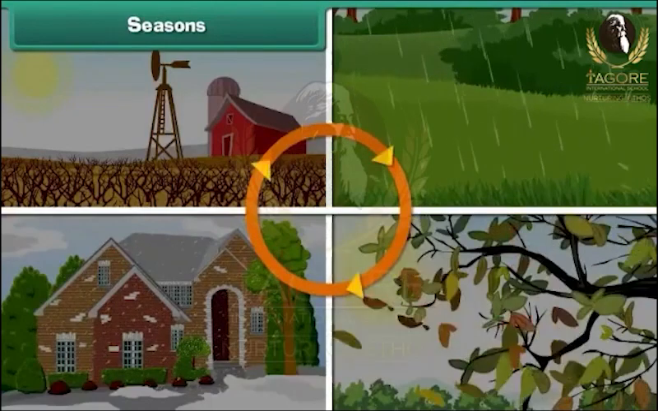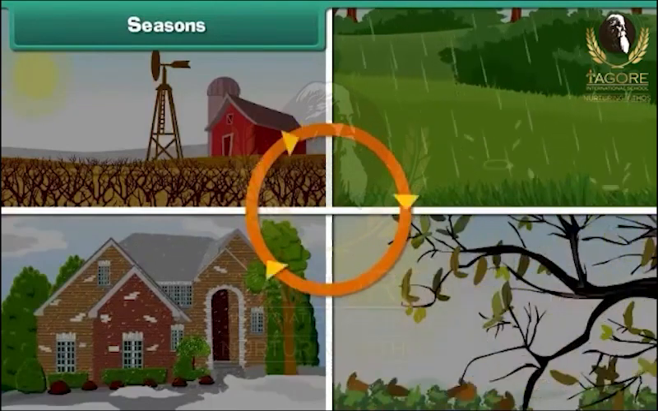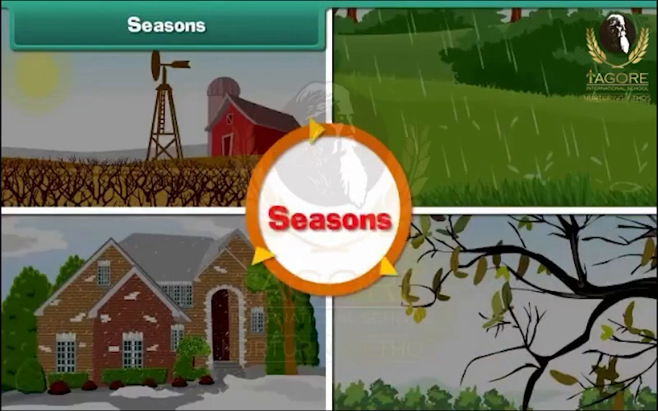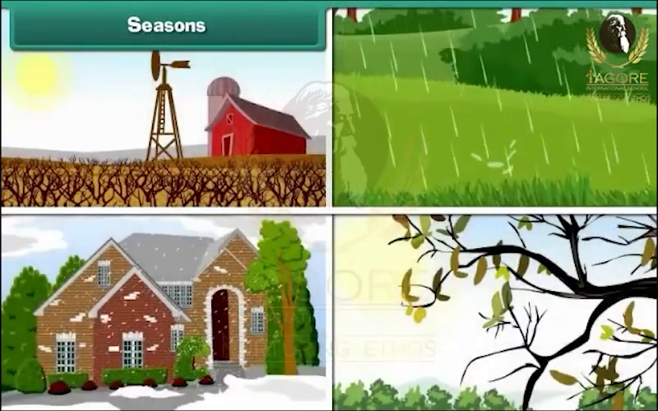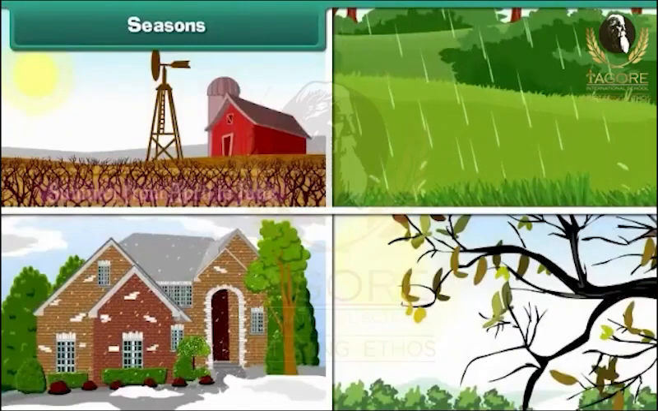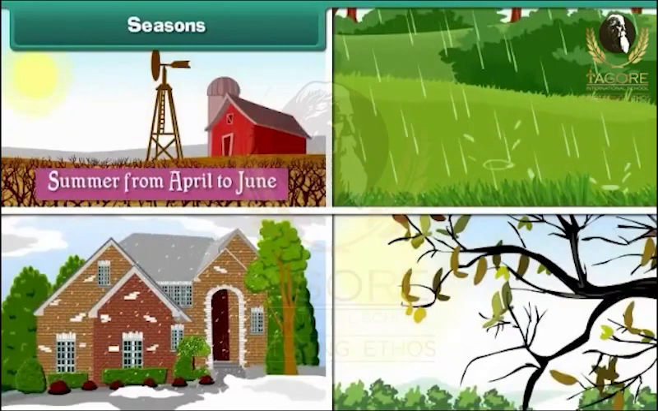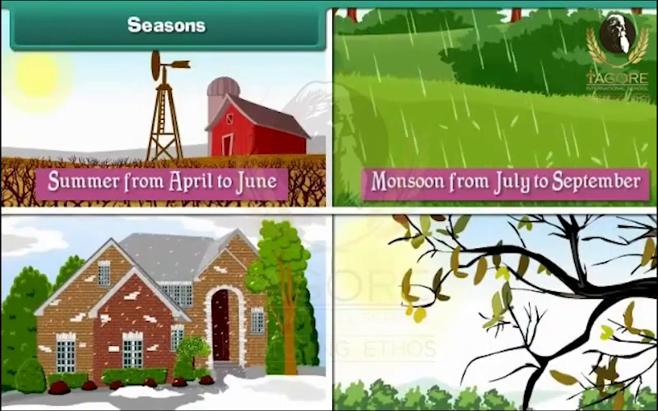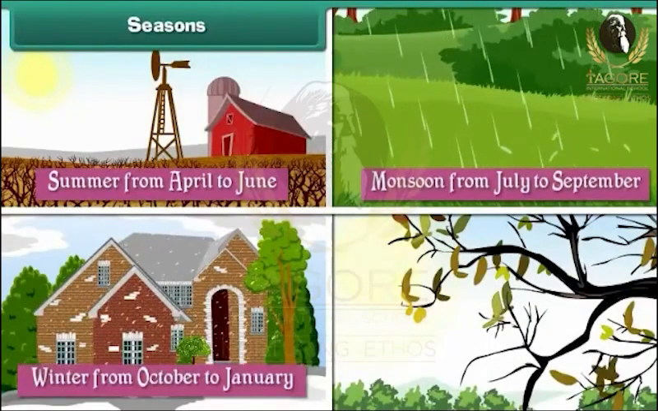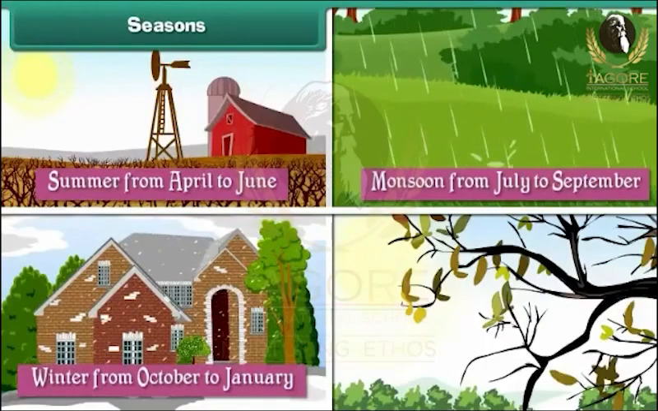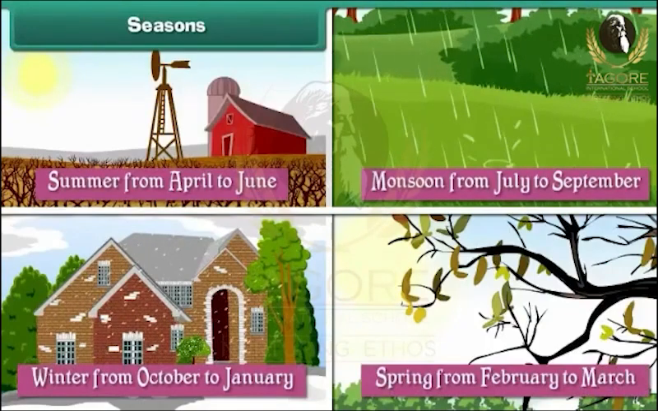Seasons. The weather changes in cycles, and these cycles are called seasons. There are four main seasons in a year. They are summer from April to June, monsoon from July to September, winter from October to January, spring from February to March.